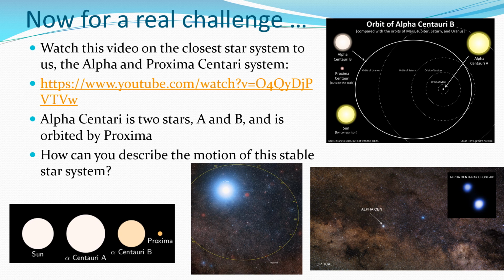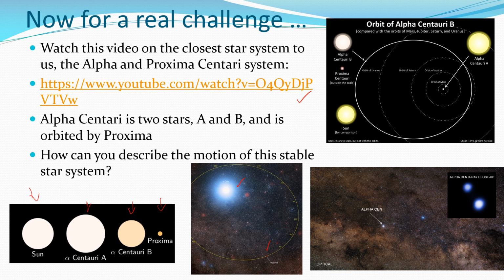Now let's have another real challenge. Here's a nice little video you can watch about the closest star system to us. We say the closest star to us is Proxima Centauri, but it's basically the Alpha Centauri system. Down here I've got a nice little size comparison for you. There's our Sun. Alpha Centauri A is a bit bigger than our Sun. Alpha Centauri B is a bit smaller than our Sun. We think those two are orbiting each other, but then Proxima Centauri is a lot smaller and is orbiting them. So here's A and B and here's Proxima here.